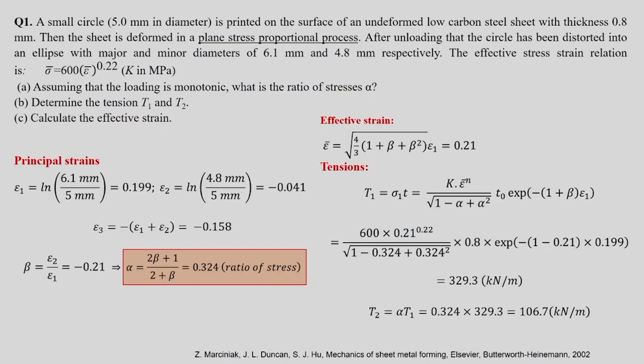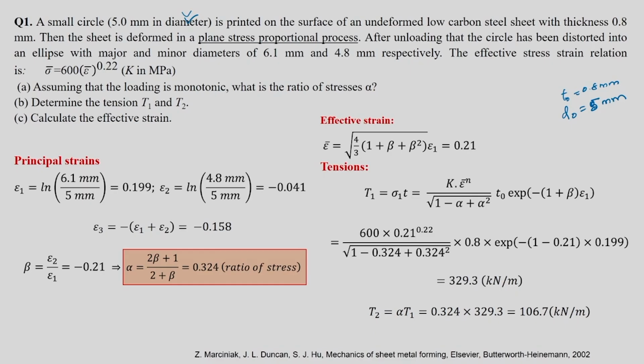We will solve 2 problems now, which are going to be useful for us. The first problem is: a small circle of 5 mm diameter is printed on the surface of an undeformed low carbon steel sheet with a thickness of 0.8 mm. So, we will take T naught as 0.8 mm and the initial diameter of the circle, D naught, as 5 mm. Let us pick it this way, and it is a plane stress proportional process.